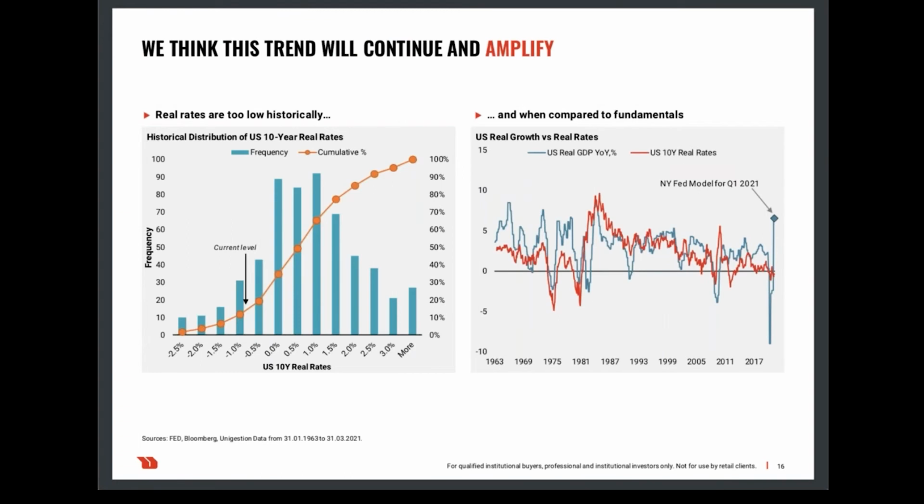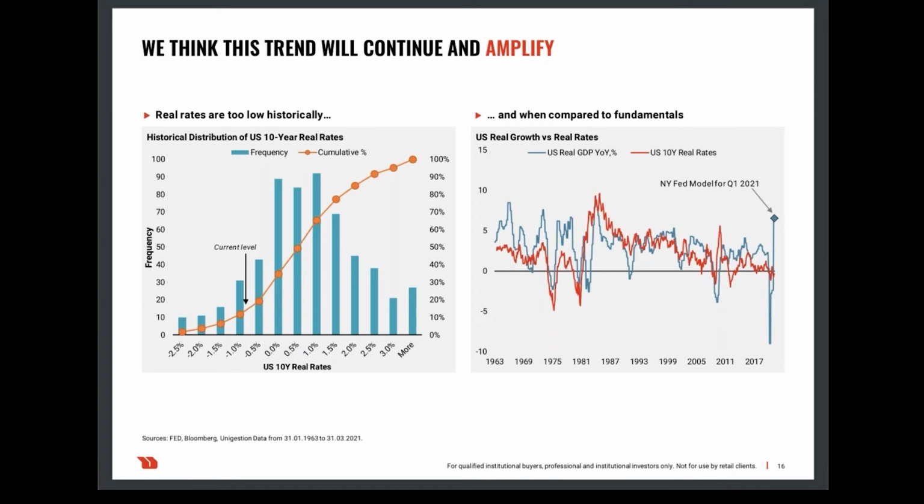However, we see these adjustments as partial, and we believe the rotation observed in the first quarter will continue and even amplify. Why? Because the adjustment we have observed for the real rates is too low. You can see on the left chart, despite an increase of 30 basis points in the first months of the year, the current level is roughly minus 70 basis points for the real rates in the US. It represents, as you can see on the left, less than 10% of the history since 1963. So it's very low.